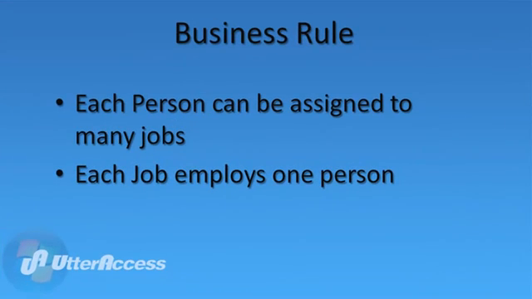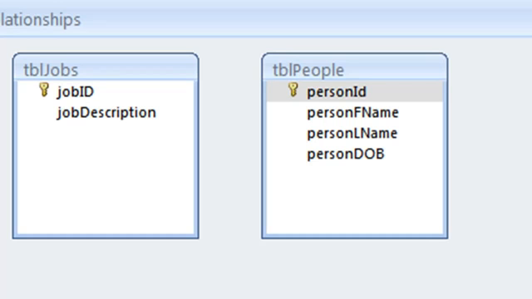Now let's look at creating a relationship between people and jobs when a different business rule applies. In this example, each person can be assigned to many jobs, and each job employs only one person. Remember that for any given situation, only one business rule applies. The tables are the same as we just looked at, but the business rule is different.